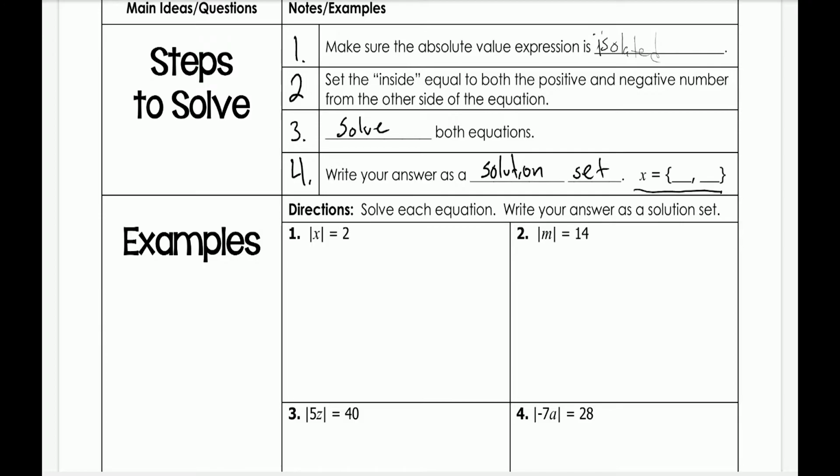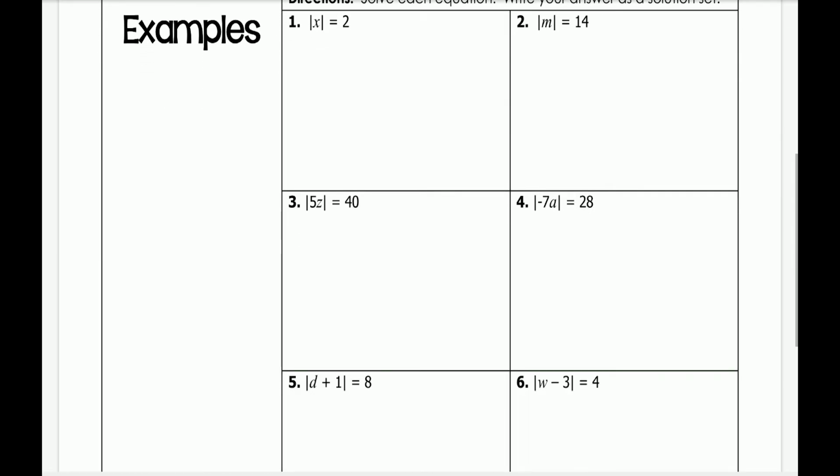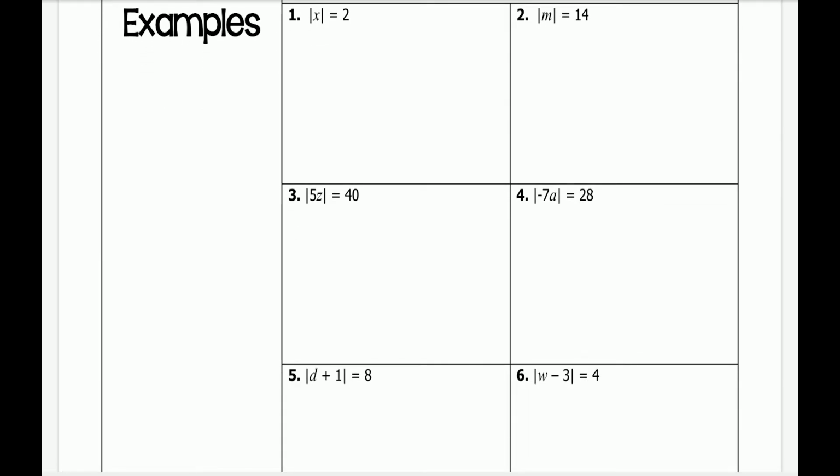So let's go ahead and use these steps to help us solve number 1. We have to isolate the absolute value expression. Well, since it's just the absolute value on the left side of the equal sign, it's already isolated, so step 1 is done for us. Step 2, we set the inside equal to both the positive and negative number from the other side of the equation. The inside of the absolute value is x, so we're going to have x equals. Then we go to the other side of the equal sign, it's 2. So that means we're going to have x equals 2 and x equals negative 2.